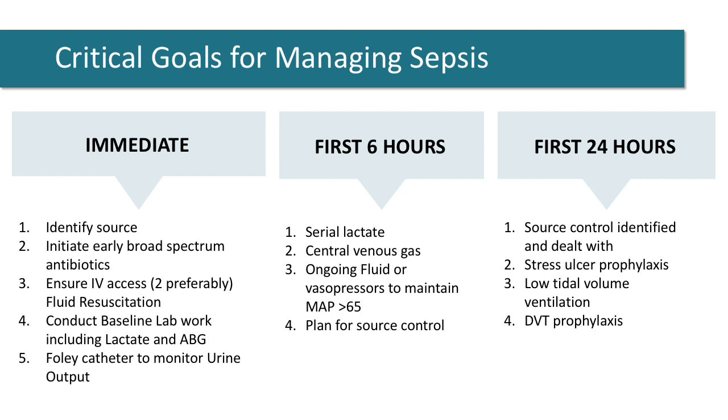Finally, in the first 24 hours, the goals would be to achieve adequate source control, initiate stress ulcer prophylaxis, and in patients that require mechanical ventilation, to institute lung protective strategies, including low tidal volume ventilation. All patients should also be managed with deep vein thrombosis or DVT prophylaxis.